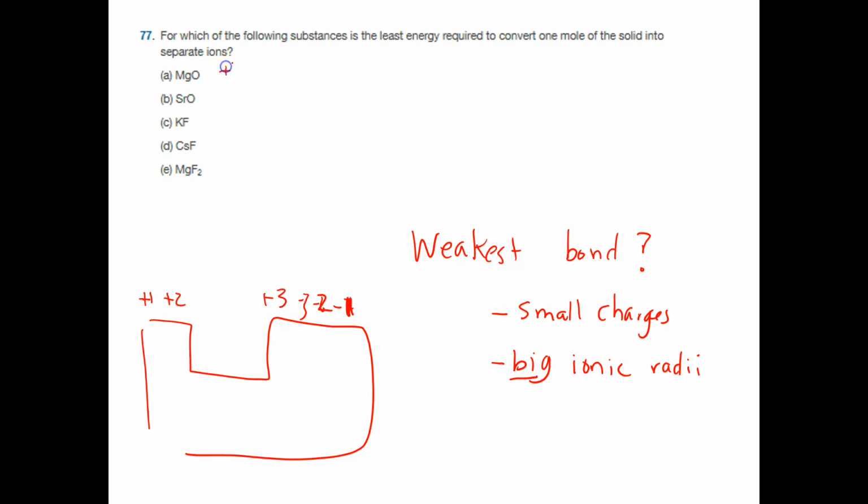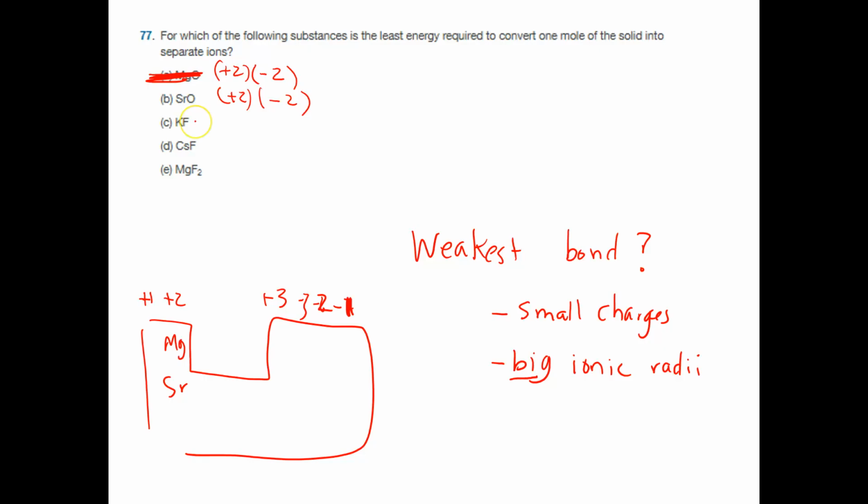So magnesium oxide, magnesium's in group 2A, so it's going to be a +2. Oxygen's in 6A, so it's going to be a -2. Strontium is also in 2A, and oxygen is still in 6A. So we have to think about where magnesium is and where strontium is, and we can see that magnesium is smaller than strontium, so therefore that's going to form the stronger bond. So the stronger bond out of those two is going to be between magnesium and oxygen, so we'll get rid of that one.